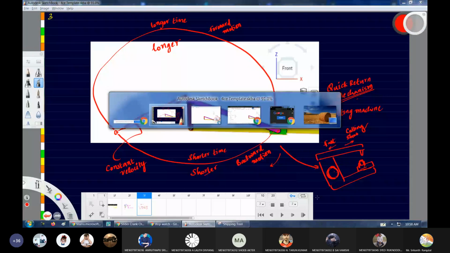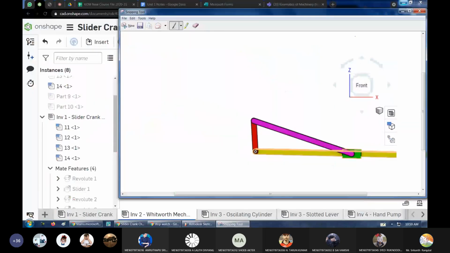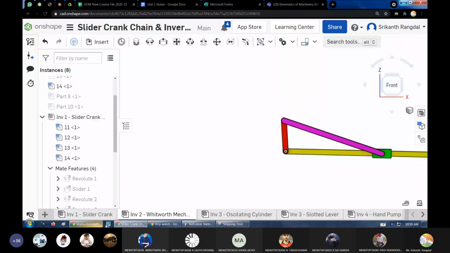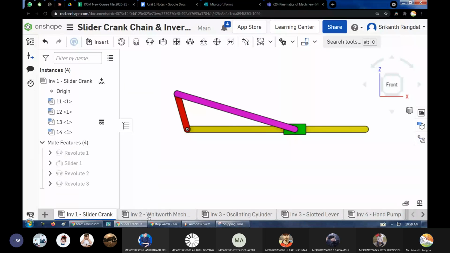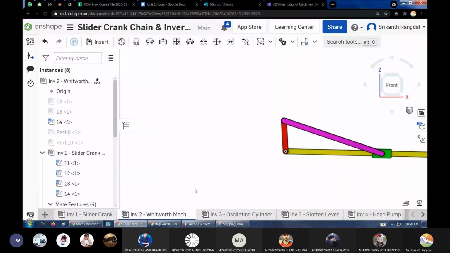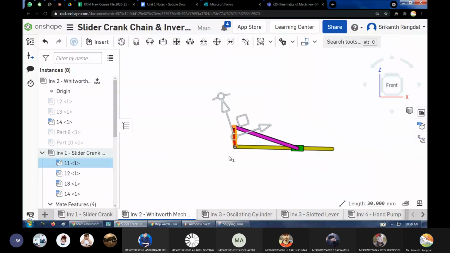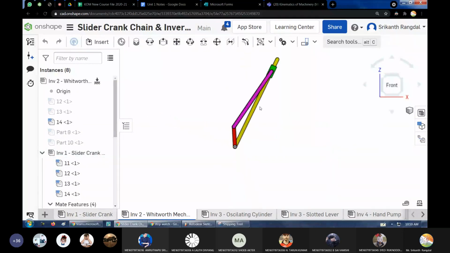So this is the quick return mechanism named after a scientist called Whitworth. Whitworth was able to find this, and hence it's named after him. And this is the second inversion. Is this clear? The first inversion is the slider crank mechanism. The same chain we are taking, and instead of fixing the yellow link, we are fixing the red link. Pink link works as input, yellow link works as output. The output motion is quick return. Quickly it will return, but slowly it will move forward.